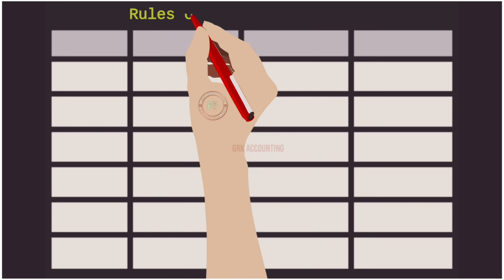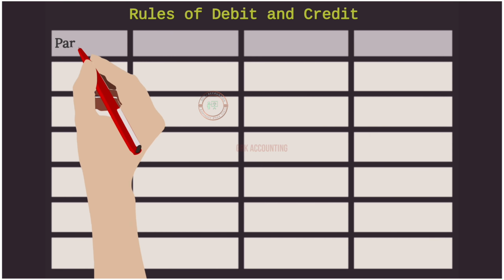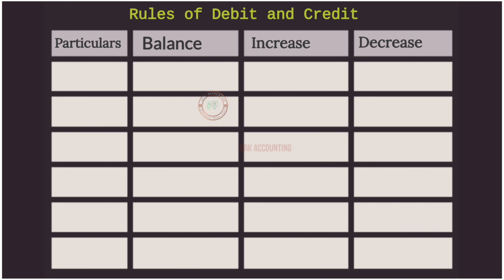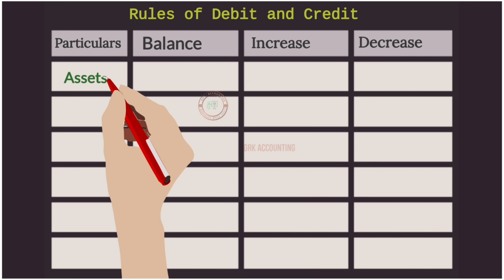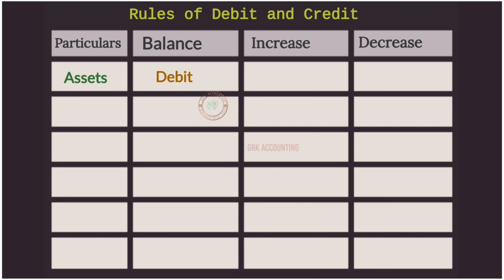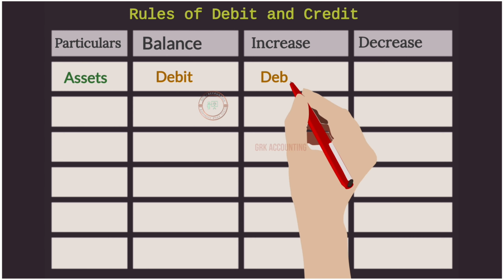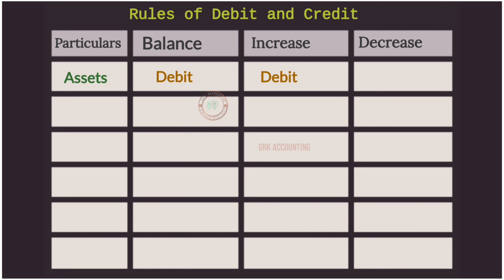Now we will go through the rules of debits and credits. First one will be assets. Assets will always have a debit balance, as we discussed at the top, right? So assets will always carry a debit balance. If there is an increase in assets, like if you have purchased new plant and machinery, we will debit. If there is a decrease in assets, like if you sell that asset, it will reduce, so we will credit.